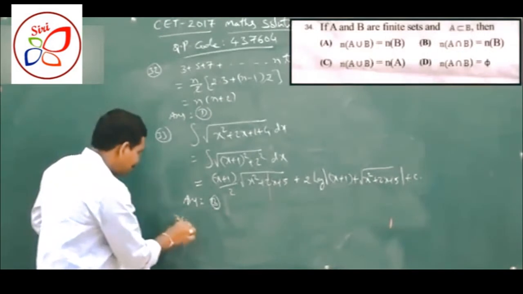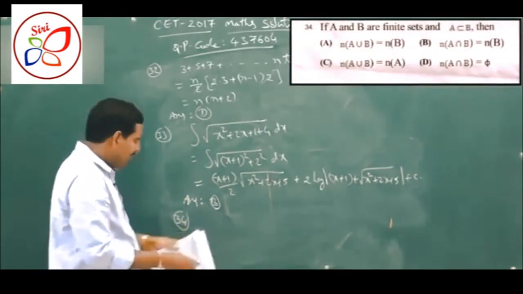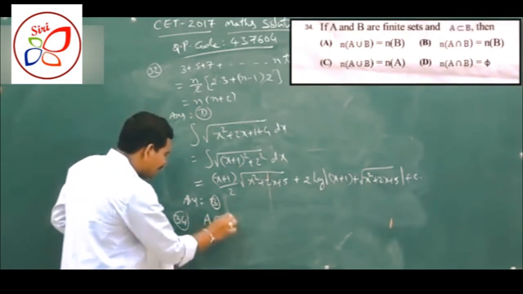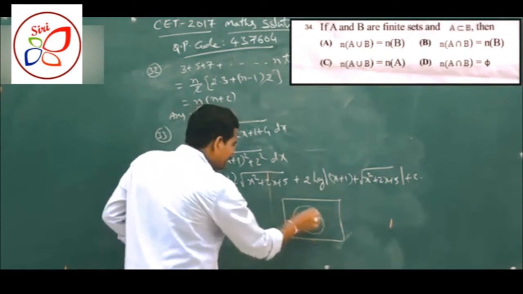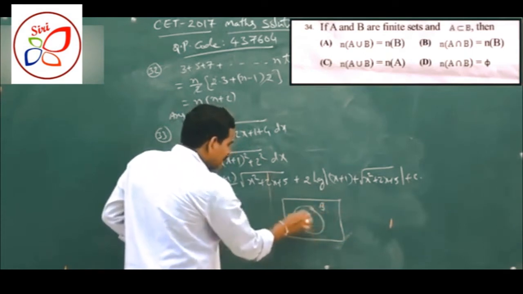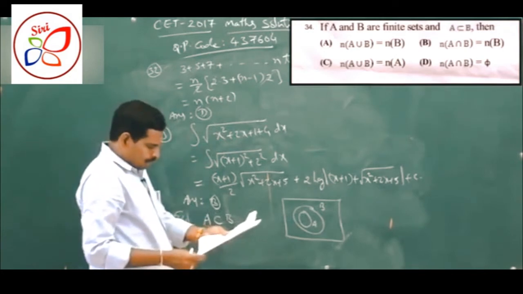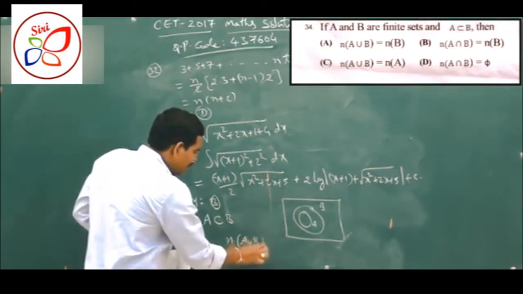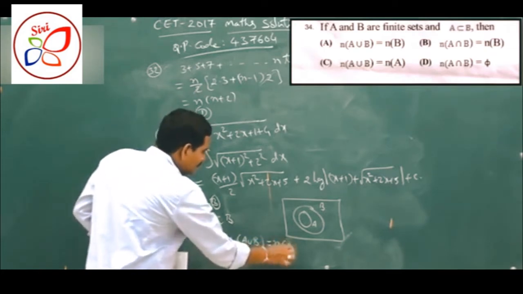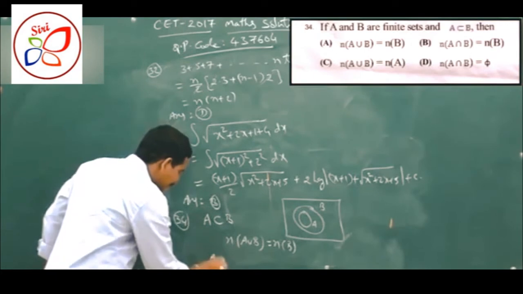34th. A and B are finite sets and A is a subset of B, given. It means if it is B, here A. So obviously the first option is correct. It means n of A union B is nothing but n of B only. So option is 1. First option A.